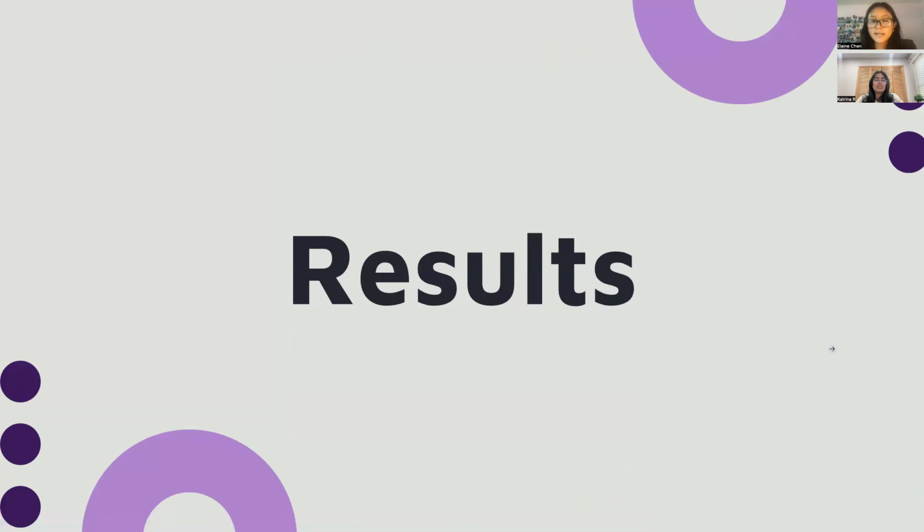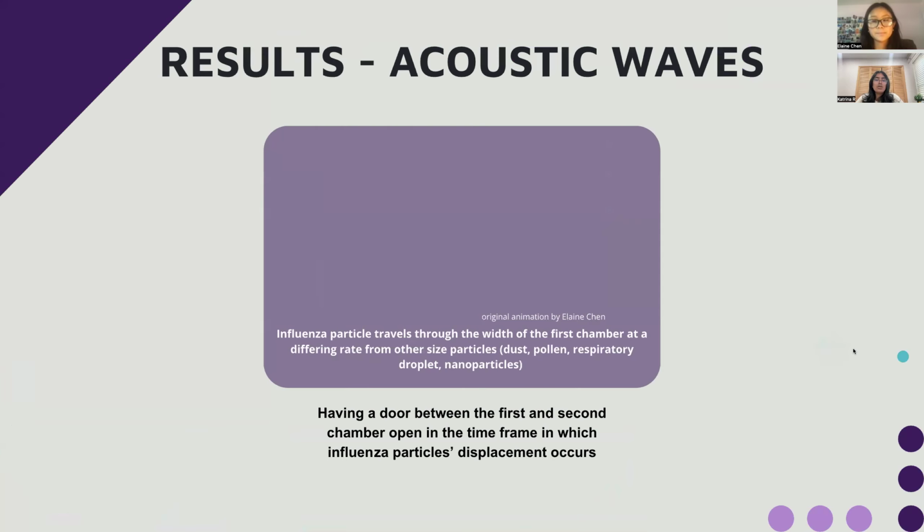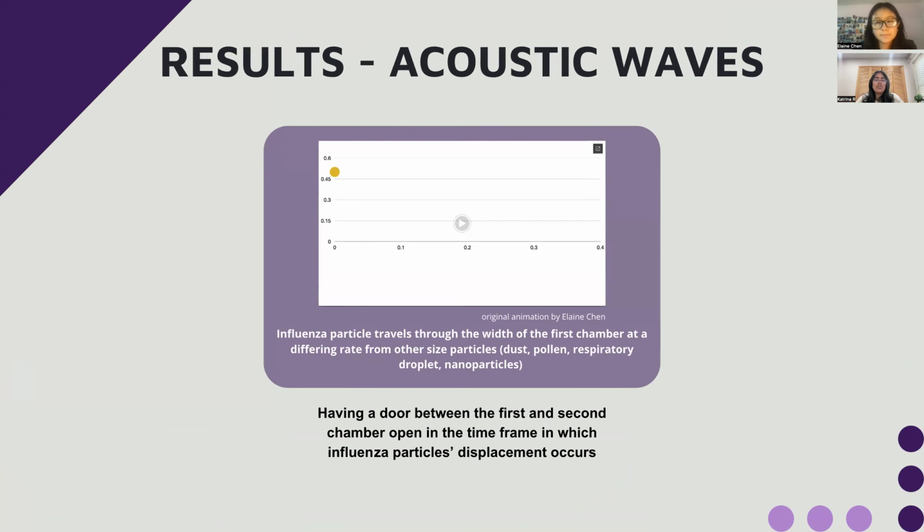Now let's go over our key results. Our simulation shows that influenza particles move more under acoustic waves due to their smaller size and lower resistance, and that allows for real-time physical isolation of virus particle sizes. In this simulation, the yellow dot represents nanoparticles, which disappears quickly because the acoustic waves make them travel really far in a short amount of time.